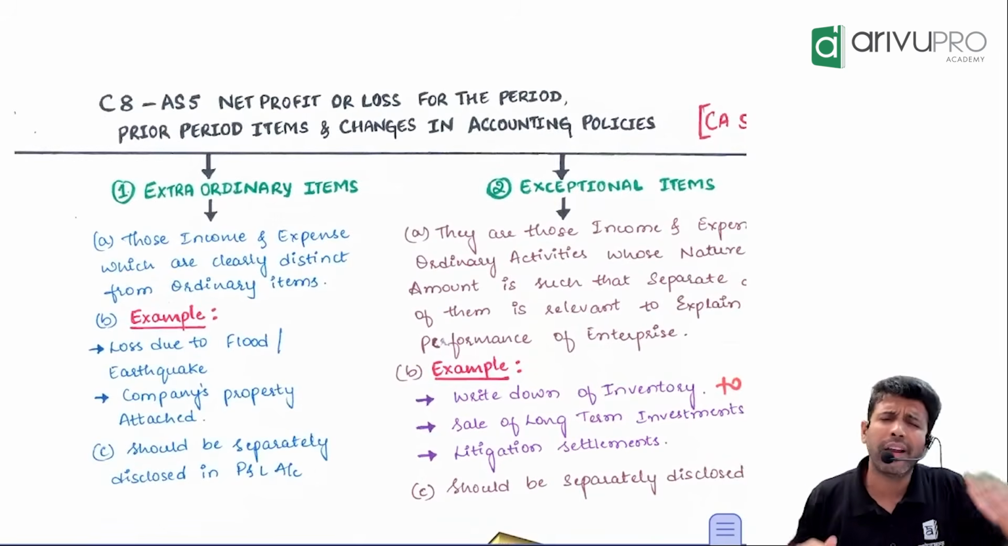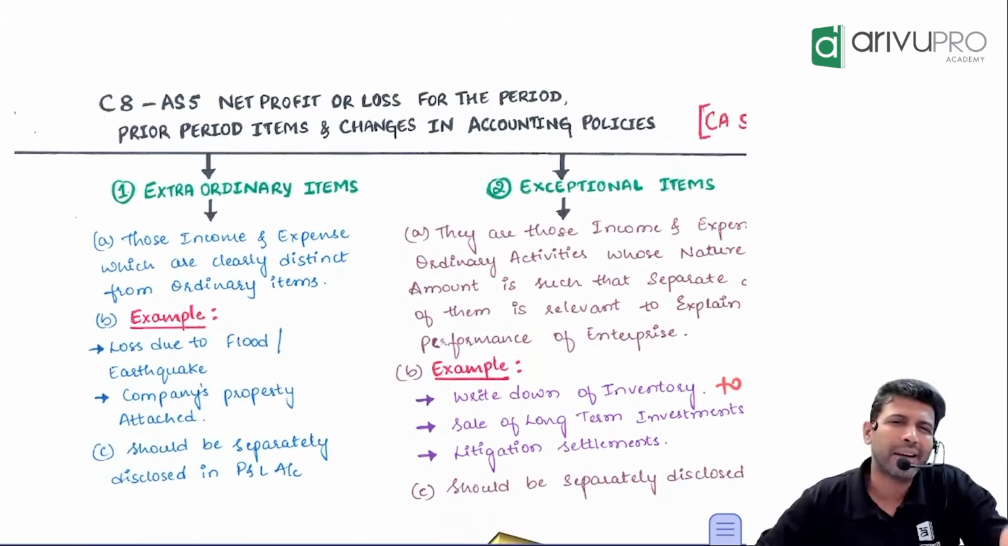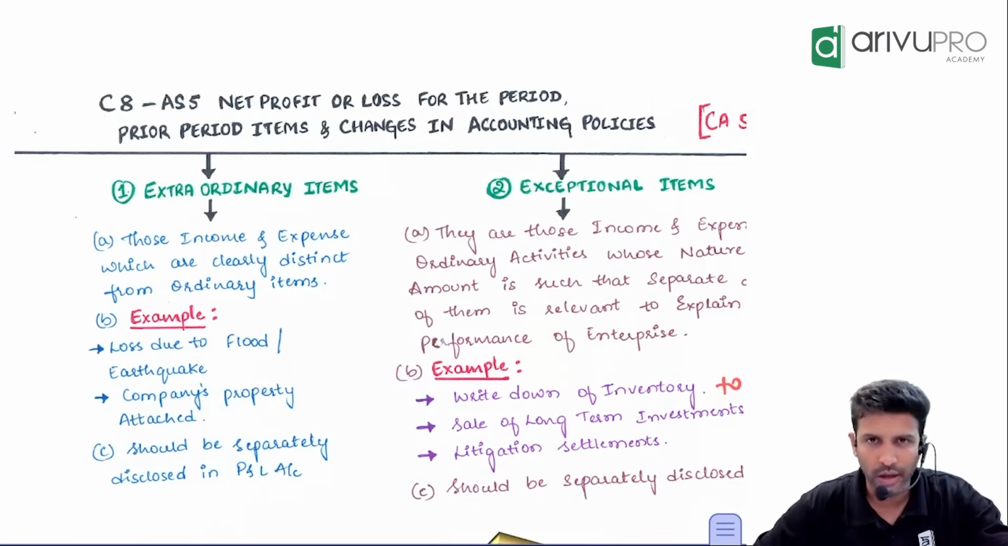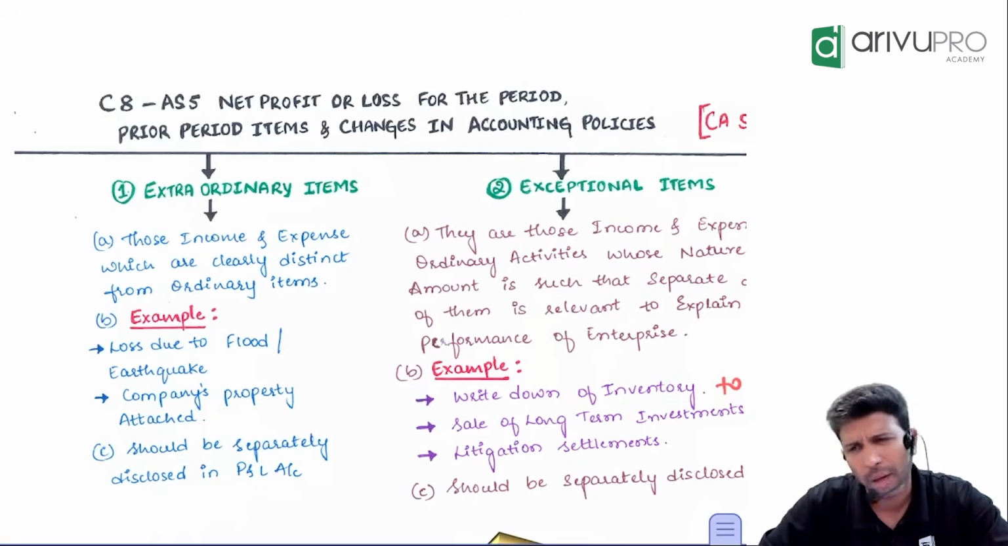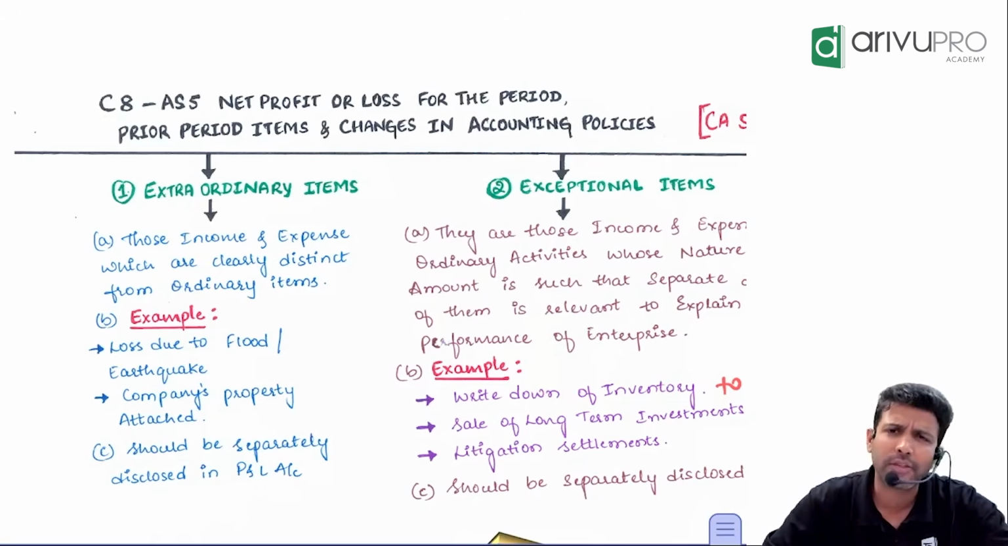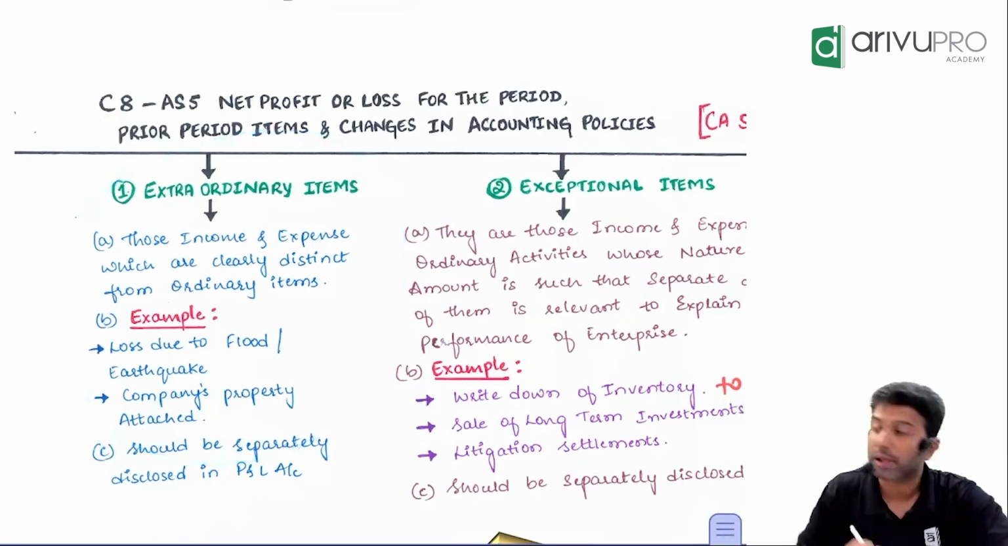First, ordinary items means what? Those income and expenses which you normally incur as part of your day-to-day operation. If you look at an academy like ArivuPro, what is a normal expenditure? Teacher cost, rent, other employee cost. All these are normal expected. The fees that we collect from the students are normal income. They are ordinary items. Now there is something called extraordinary items.